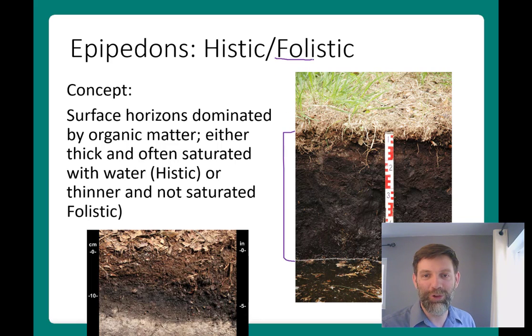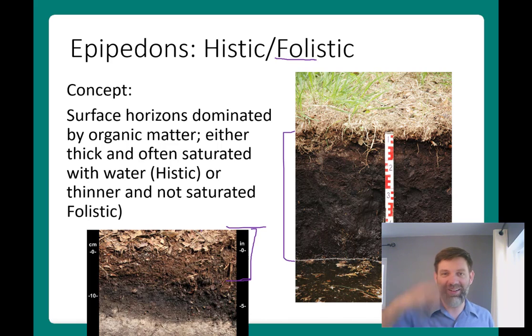Folistic, think foliage, comes from the root for leaf, and so here we have a folistic epipedon that's much thinner, not saturated by water, it's just collecting on a forest floor. So an accumulation of leaf-type material on a forest floor, not as thick and not preserved by water. Instead, it's just got so much input that, in balance, we get a layer of organic material. So for the folistic, it kind of looks like this. There are actually thickness requirements that also need to be met, but that's the general concept.